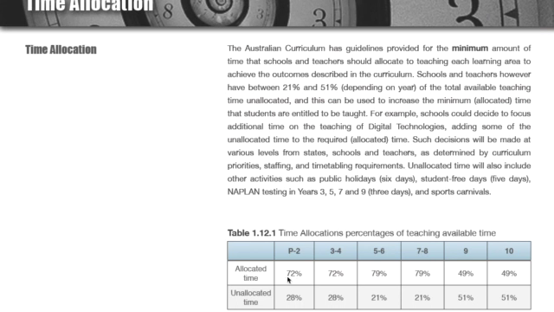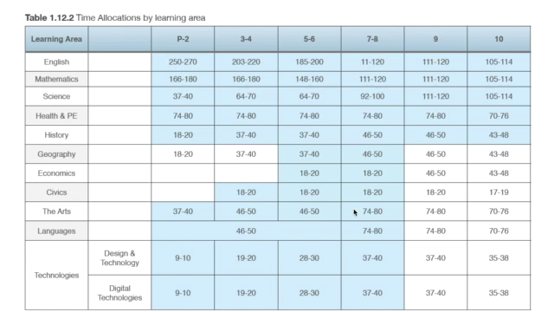Now generally there'll be a certain amount of allocated time and a certain amount of unallocated time. The allocated time is what's being defined here. This is what students have to show that they're doing. And you'll see that as we go up in the year levels, more and more becomes unallocated time, which means students have got options and schools can have options as to how much time is spent on various subject areas.